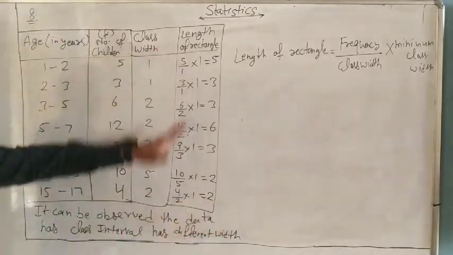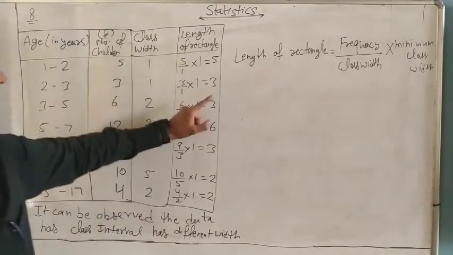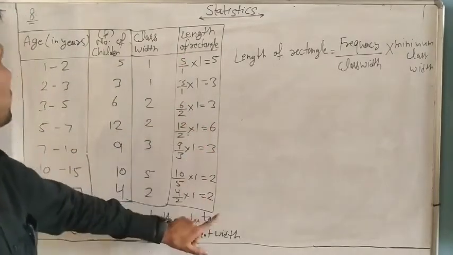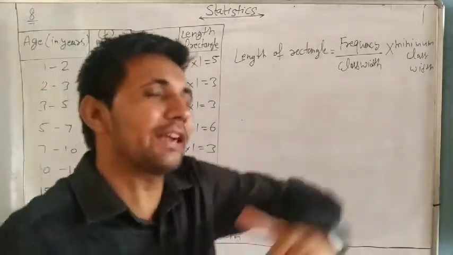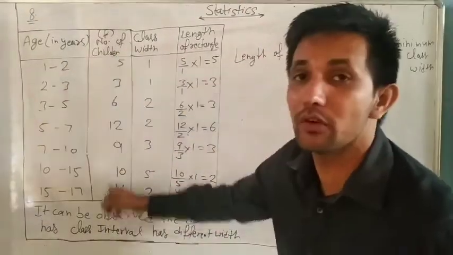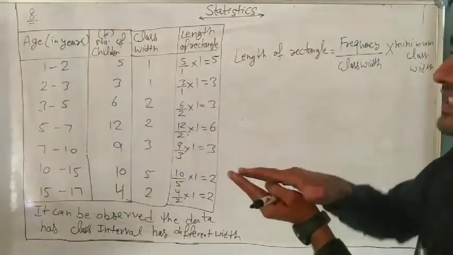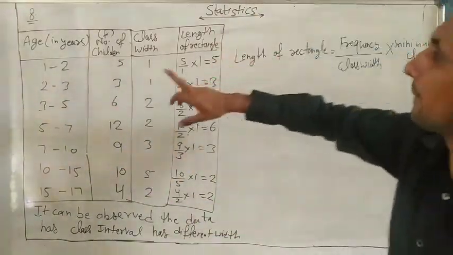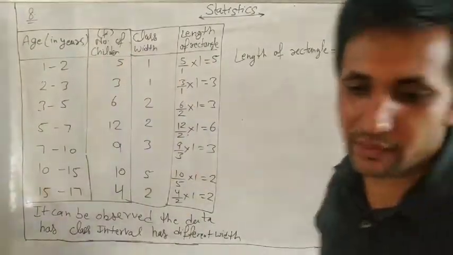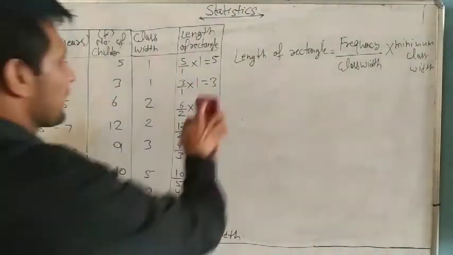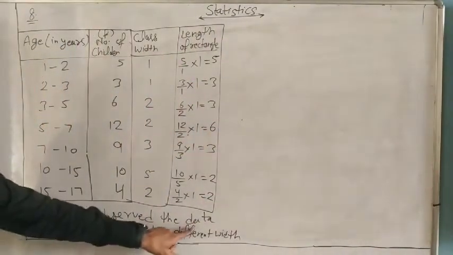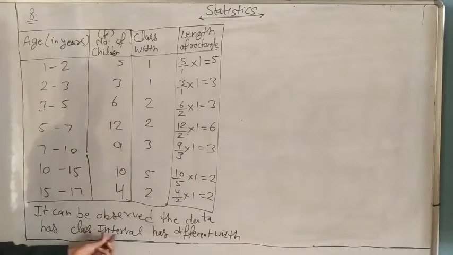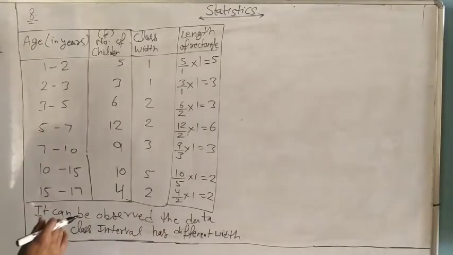So what is the length of rectangle now? 5, 3, 3, 6, 3, 2, 1. Understand or not? Because the length of rectangle always depends on the number of children, the frequency. If the frequency is more, the length of rectangle is also more. But now we are converting this. Understand? So note down this formula, and after this, it can be observed the data has class intervals.